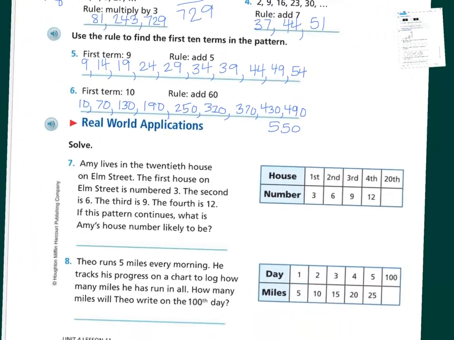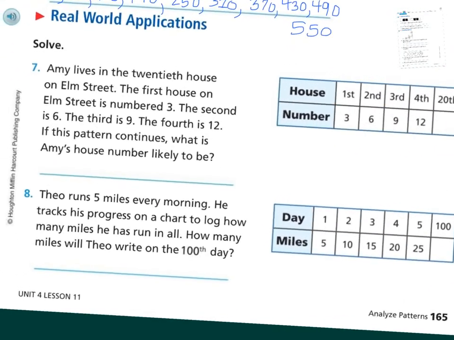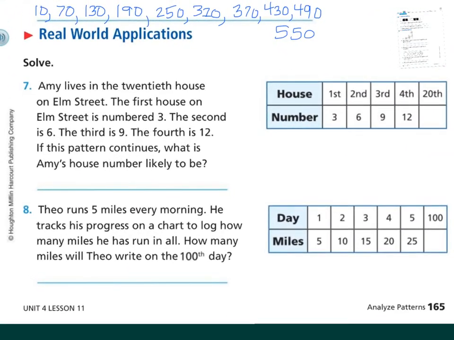Now, how does this relate to the real world? Well, here are some word problems and some charts for us to refer to. Amy lives in the 20th house on Elm Street. So I'm viewing this as her house right here. The first house on Elm Street is numbered 3. The second is 6. The fourth is 12. If this pattern continues, what is Amy's number likely to be?